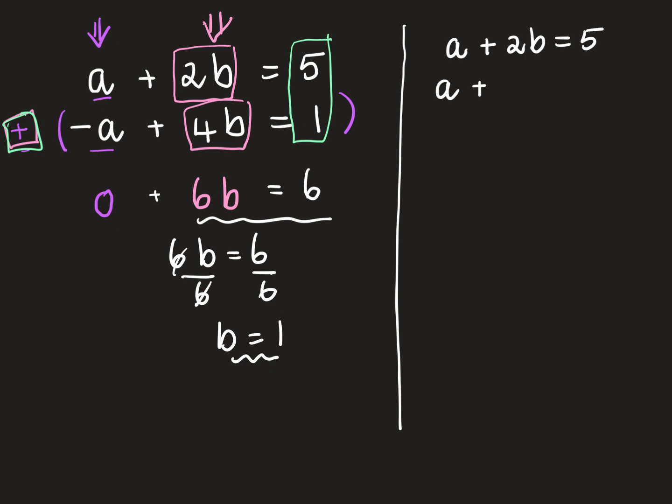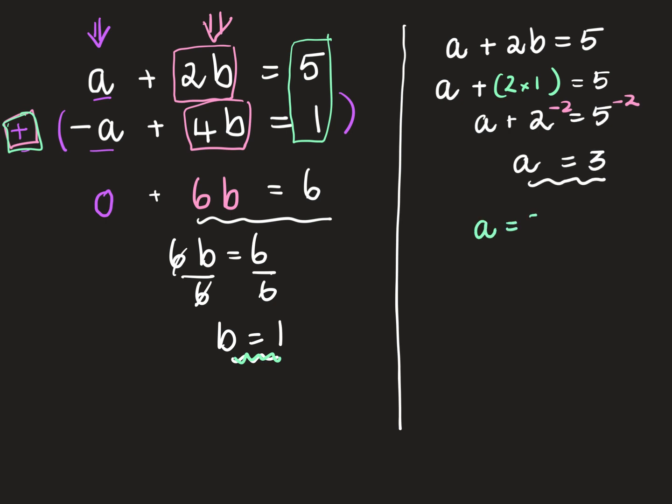A plus, well, B is 1, so 2 times 1 is equal to 5. A plus 2 is equal to 5. Next, I'm going to take 2 off both sides, and that will give me A is equal to 3. So my solution to these simultaneous equations is A equals 3 and B equals 1.